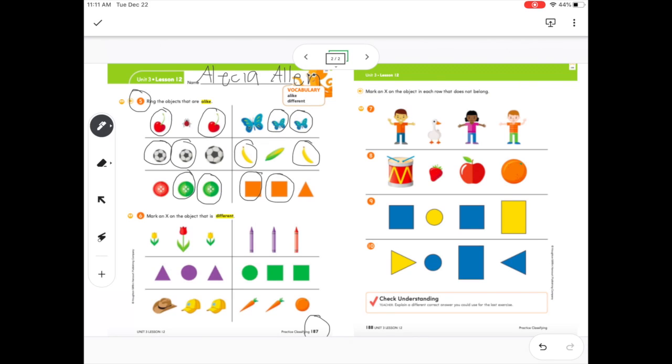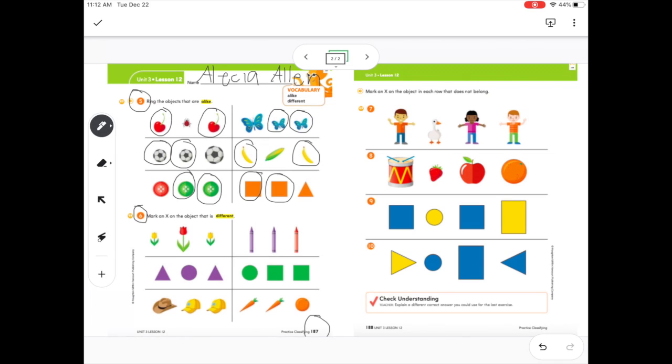When you're done with section number 5, we're going to move on to section number 6. These instructions are different than the first section, so be sure you're listening. It says, mark an X on the object that is different. So we're not circling anymore. We're using our pencil to cross off the thing that is different, the thing that does not belong.